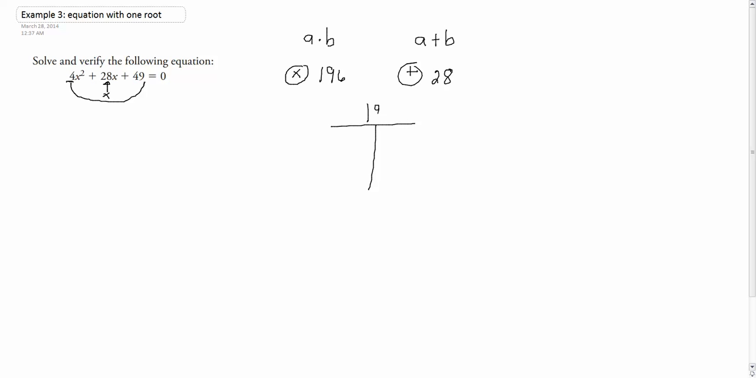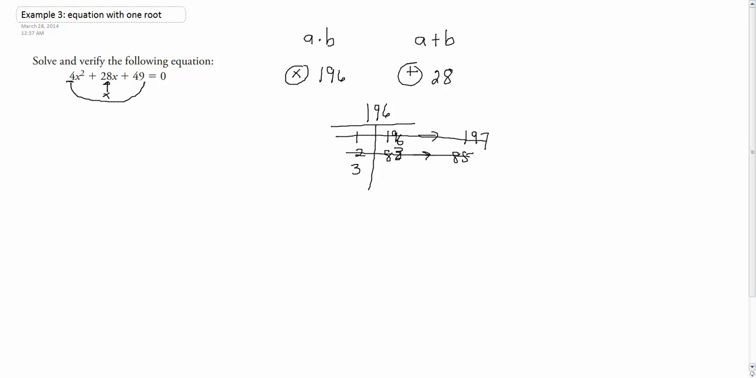I use 196, and I know that 1 and 196 are going to multiply to give me 196, but if I add them, that gives me 197, and clearly that's not going to work. Then I go on to 2, and I ask myself, is this divisible by 2? Because it's an even number, it's divisible by 2, so we divide 196 by 2, which gives us 98, and when we add those together, it's 100, so clearly that's not what we're looking for.